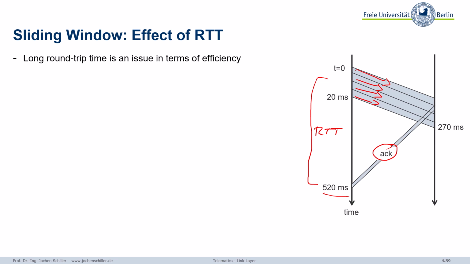So long round trip times affect the efficiency. Because if the window size is small, you see, we have a long time where nothing is going on. Maybe you have more data to send and maybe there was no error at all, but you have to wait for the acknowledgement and then you're allowed to send data. So this waiting time is inefficient. That's very, very inefficient.